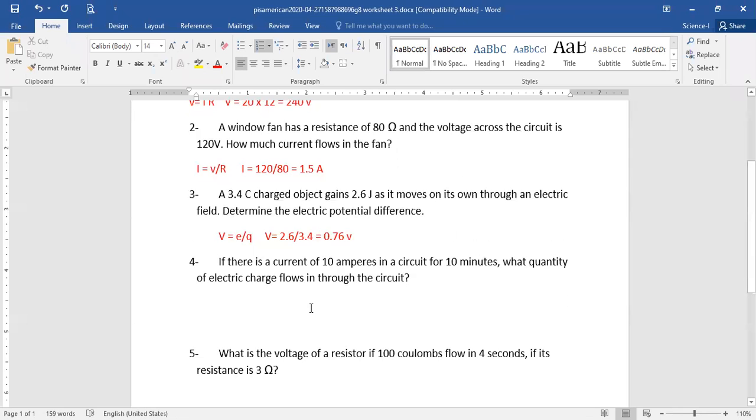We said that if there is a current of 10 ampere in a circuit for 10 minutes, what quantity of electron charge flows in this circuit? Who can answer this? Yes, Yusuf.